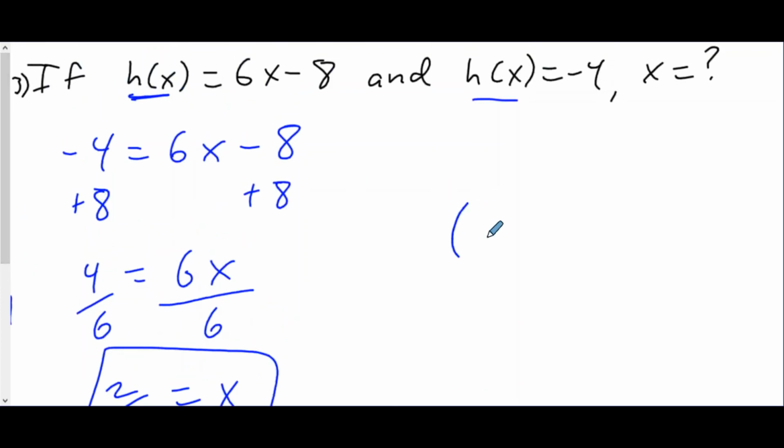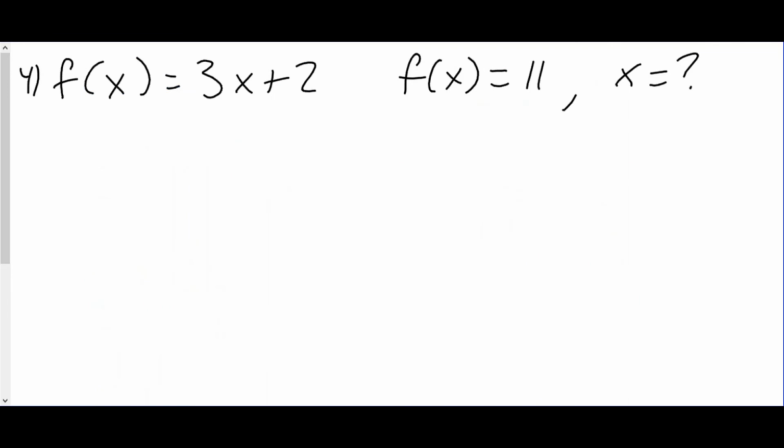And again, if you wanted to write that as an ordered pair, when x is 2/3, your y value or your output is -4. And the last one, similar question. If f of x equals 3x plus 2 and f of x equals 11, what does x equal? So I know the output, I'm trying to find the input. So I'm going to replace f of x with 11.